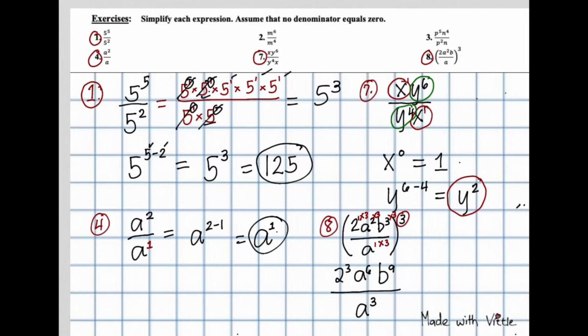Let's further simplify. 2 to the third power is 8. a to the sixth power divided by a to the third power, subtract their exponents or powers. a to the third power, and it stays on top of our fraction.